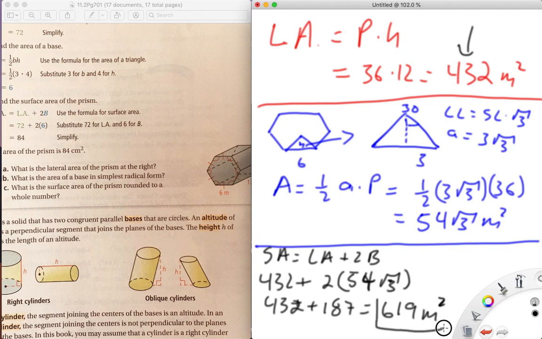This problem puts together all the stuff we've done in the past few chapters, 8, 9, and 10.